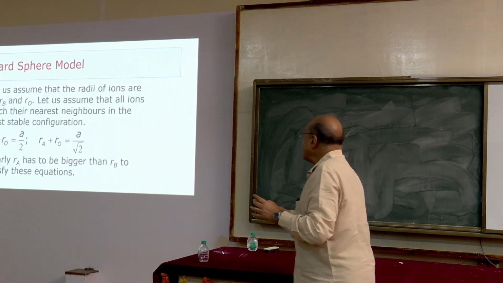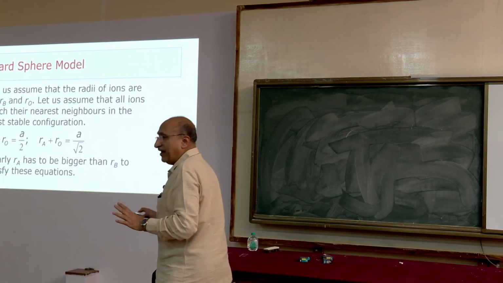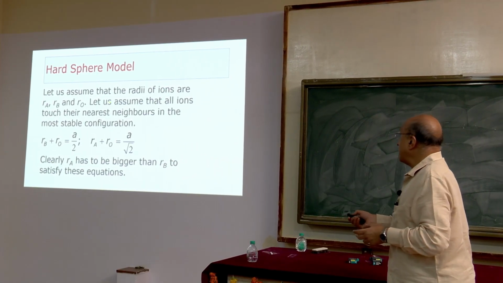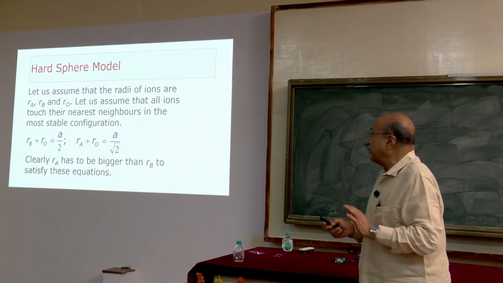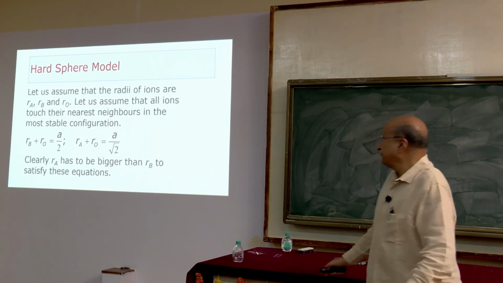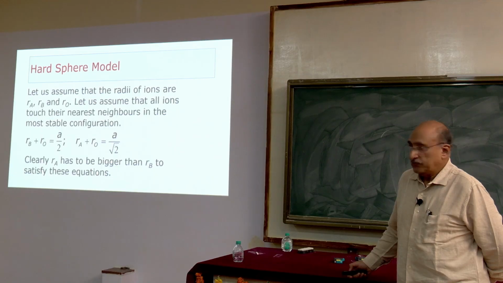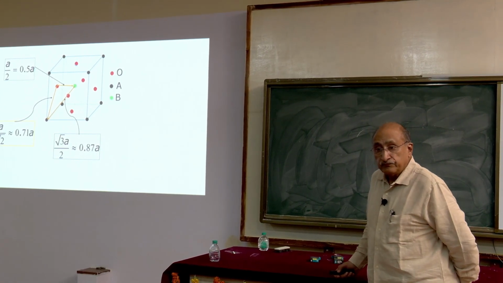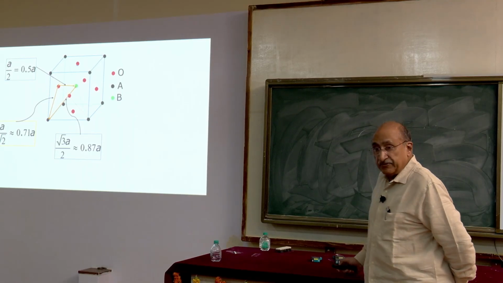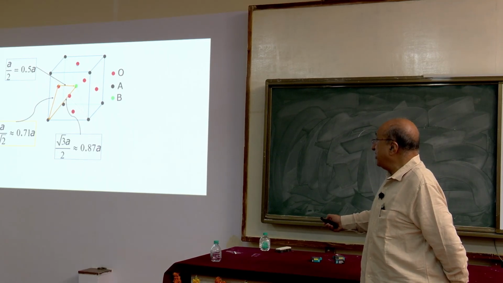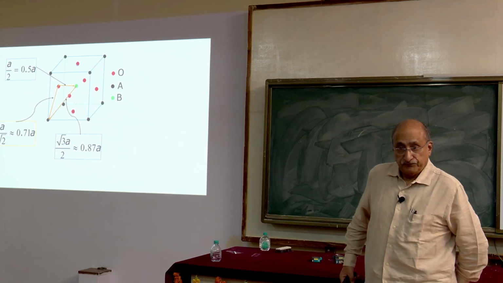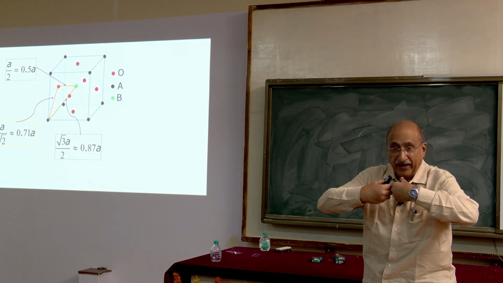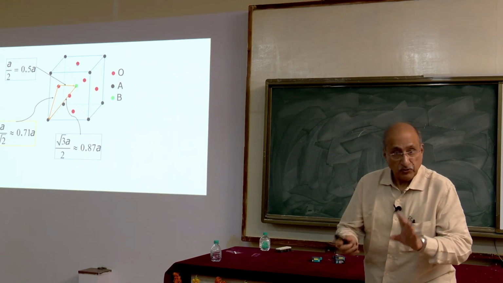The radii of ions are Ra, Rb and Ro. Let's assume that all ions touch their nearest neighbor in the most stable configuration. B is touching O, that we have seen already. If this is touching this, then the radius of B plus the radius of A should be equal to 0.5A. These two are touching, one is bigger, another is smaller. But the sum of the radii, if they are touching, should be A by 2.